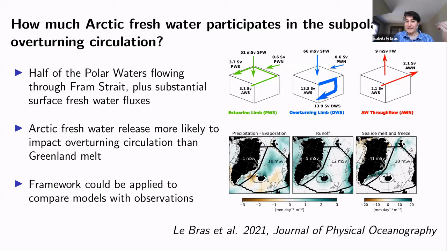Just because it's entering the system closer to where deep waters are formed, and we can see that in the present day breakdown, already a significant amount of those fresh Arctic waters are participating in the overturning limb. And I think this framework could be applied to compare models with observations pretty effectively, and try to understand if the models are in the same kind of parameter space that the observations are in.